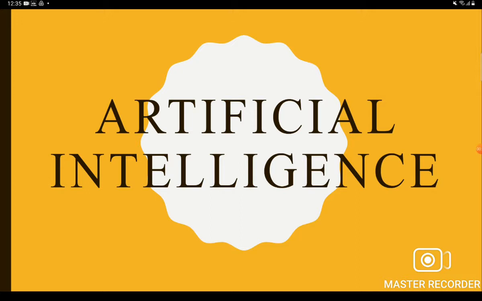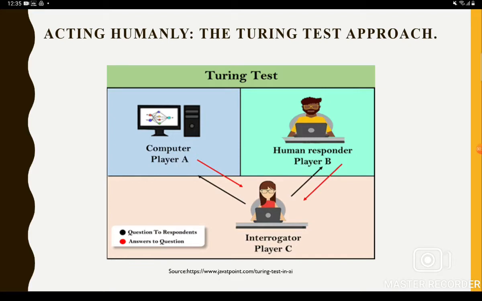First of all, let us begin with the second block, which says acting humanly, or systems which act like human. For this, we generally make use of a very simple approach known as the Turing test approach. The Turing test was proposed by Alan Turing in the year 1950, and it was designed to provide a satisfactory operational definition of intelligence.